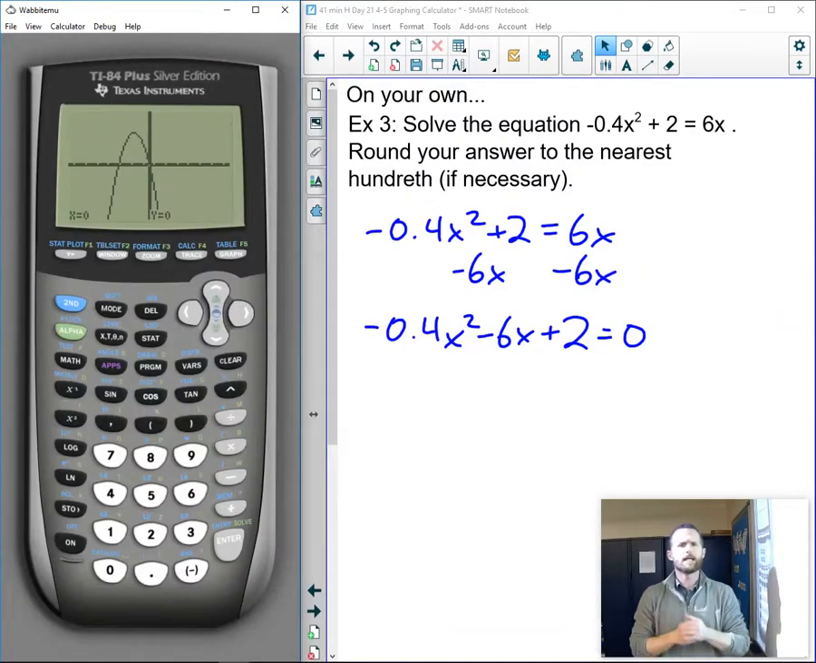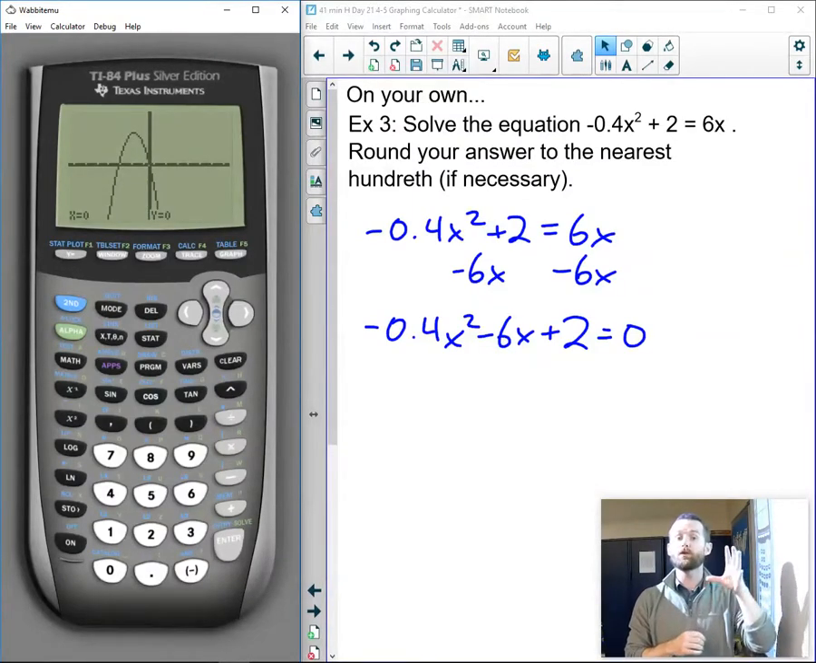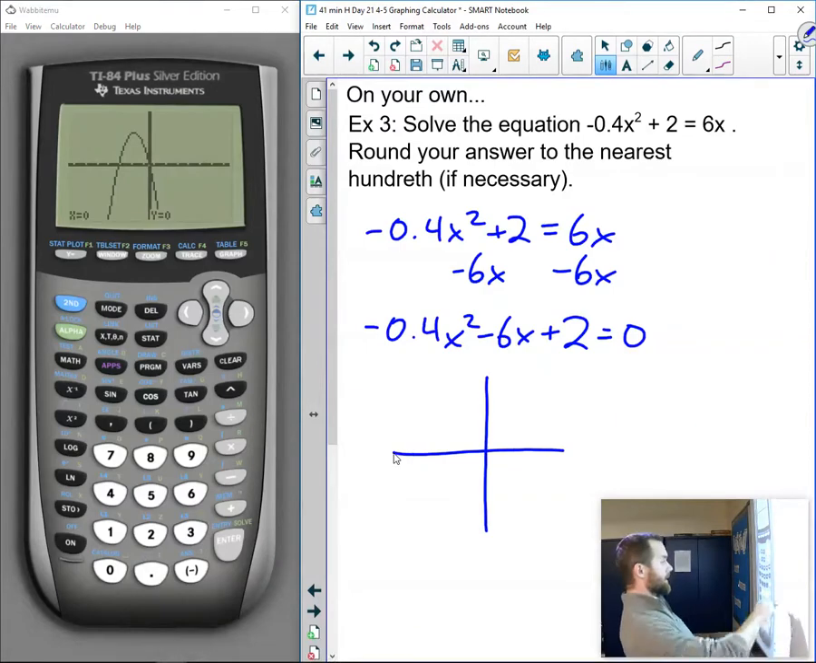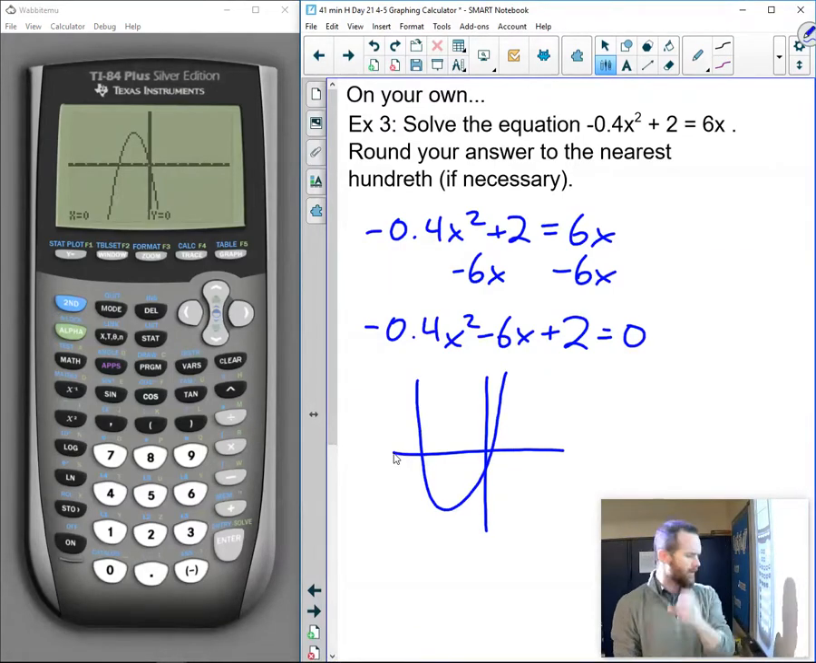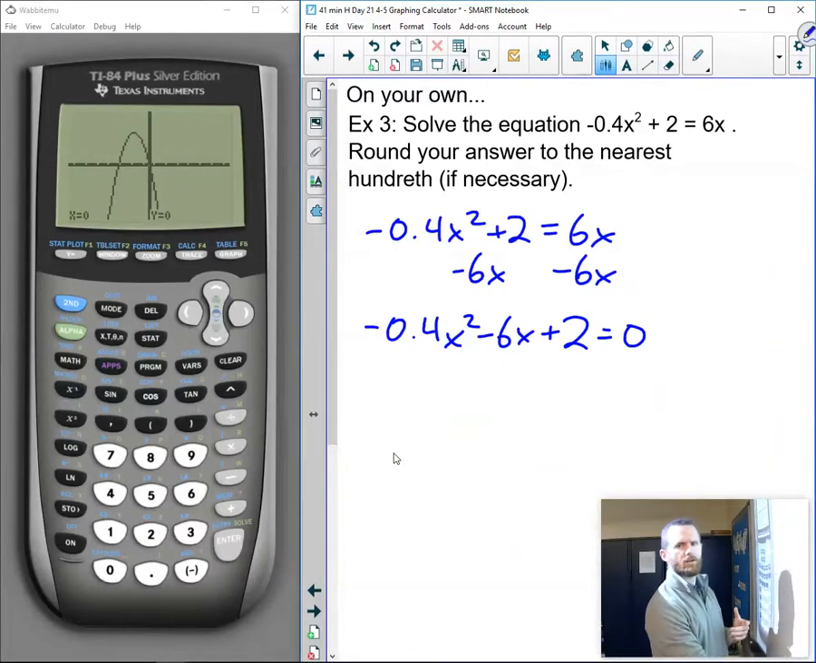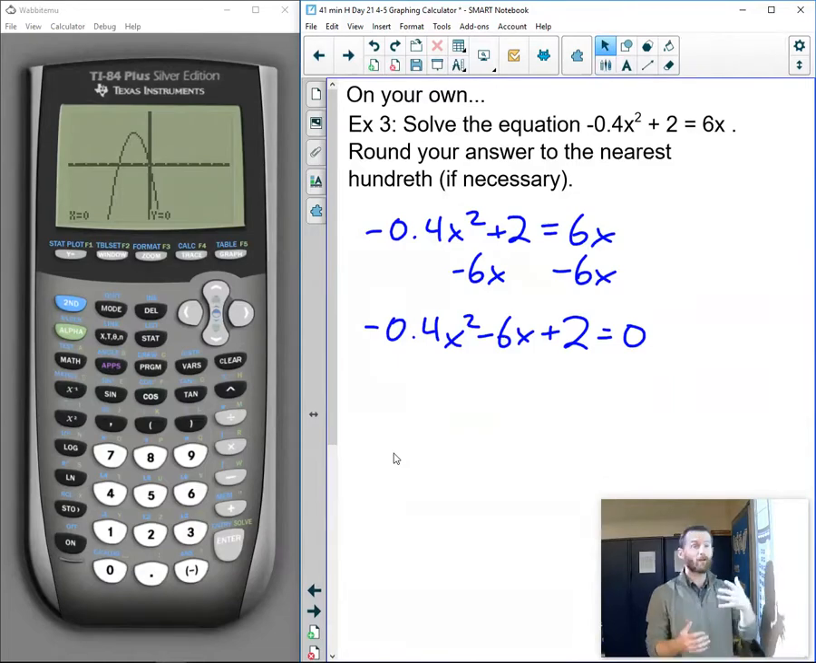So now, like I was saying, if you moved everything to the other side of the equation and got a positive a value, then you're probably looking at a picture that looks something like this, something that's concave up. But remember, the function here doesn't actually matter. What matters are the real roots.